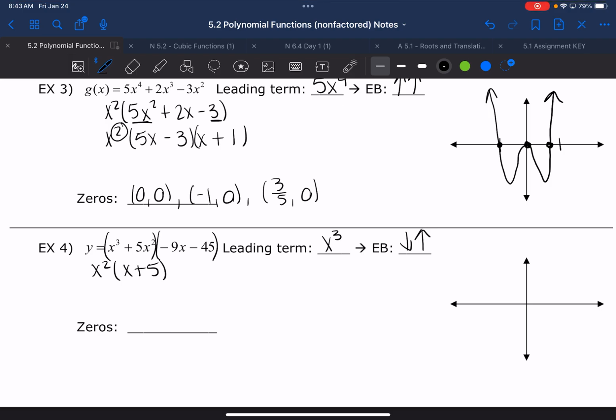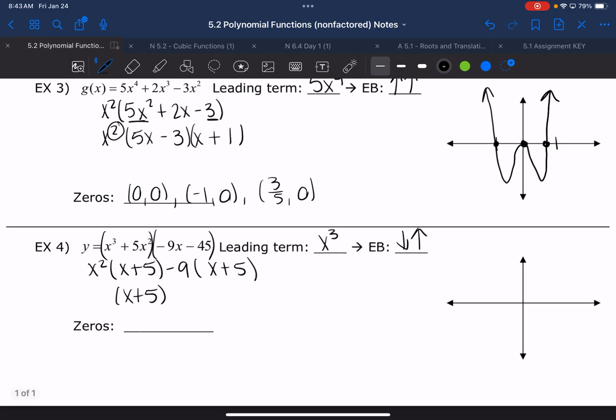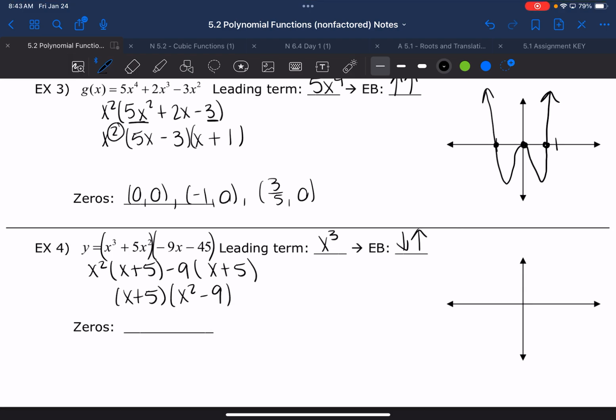Okay. Now remember, the goal is to end up having some matching factors, right? So when I'm trying to decide what to take out of here, I want to make sure it's going to leave me with an x plus 5. So what can we take out of negative 9x minus 45? Negative 9. And it will, in fact, leave us with that x plus 5. All right. So since they have that in common, you can take it out of both pieces, right? And then I still will have that x squared minus 9 left over from both pieces.